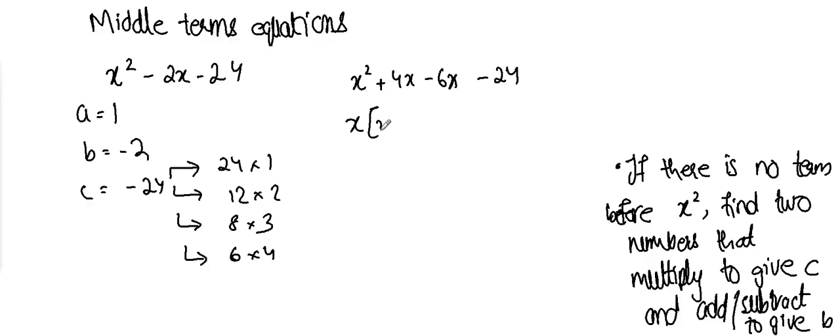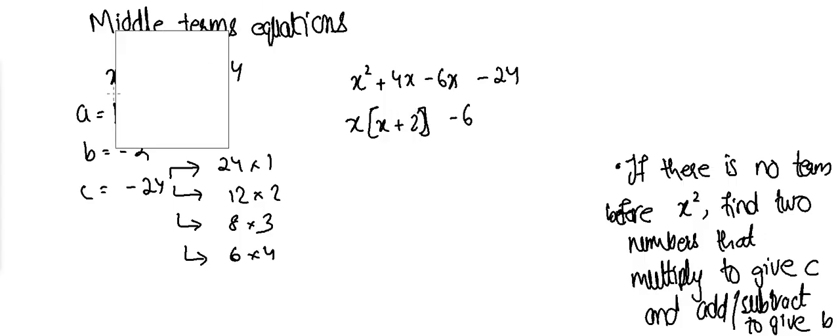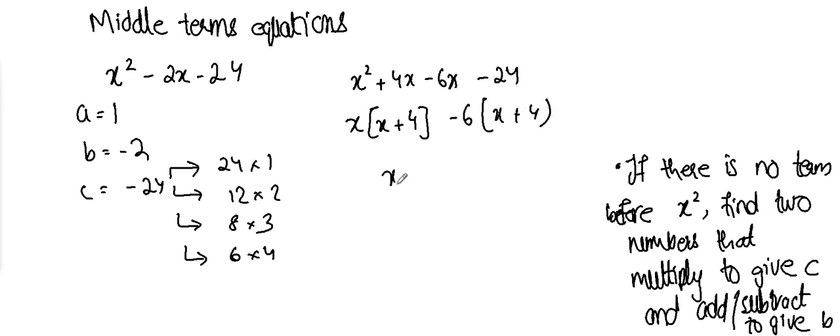Let's take common. X plus 2 minus 6. Wait, why do I have 2? Oh, sorry, I just wrote 2 by mistake. It will be written as 4. Right? Minus 6, x plus 4. So I have two brackets, x plus 4 and x minus 6. Very well done. Everything clear so far? That's great. Okay.